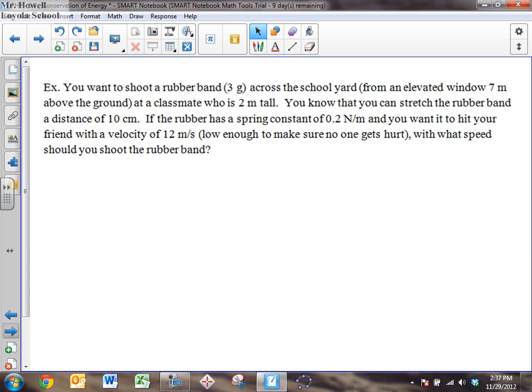Okay, somebody who's 2 meters tall. Now, you know that you can stretch the rubber band, so think about like you're pulling back on a rubber band right now. You can stretch the rubber band a distance of 10 centimeters.